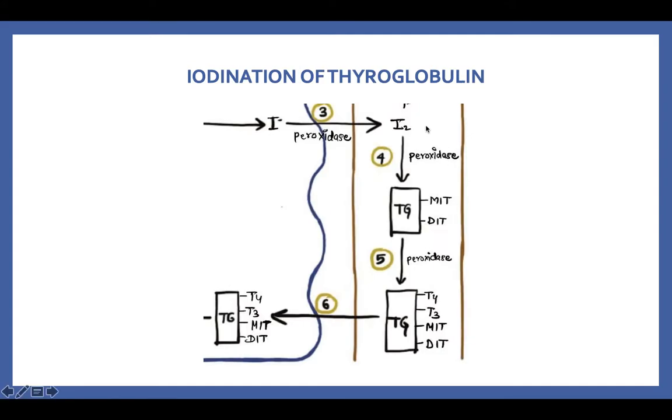The next step would be the iodination of the thyroglobulin. So as you can see, there are a couple of steps in this process and I will walk you through it now. So as we saw in the previous slide, iodide, which moved from the blood to the follicular epithelial cell, now needs to enter the follicular lumen. So this is in the form of iodide and this over here is in the form of iodine. And how this changes is through a process known as oxidation that occurs because of the enzyme thyroid peroxidase.